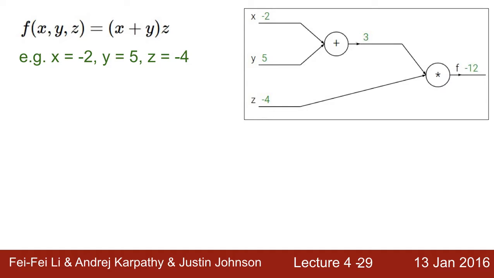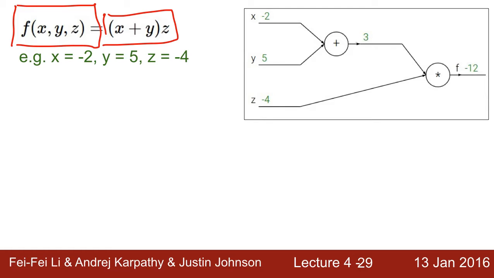To do this, it's useful to take a step back and stop thinking about neural networks specifically and think more generally about graphs representing computations. So suppose I have some function of 3 variables, f of x, y, and z, and this f function is defined to be the quantity x plus y times z, right?